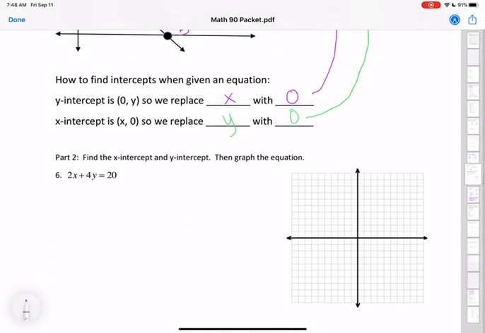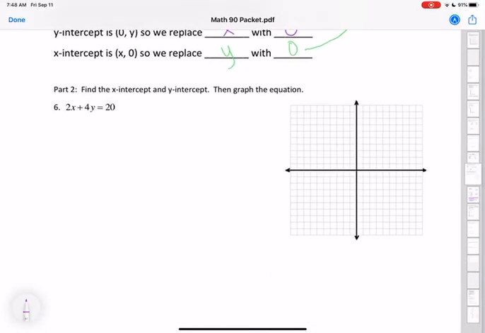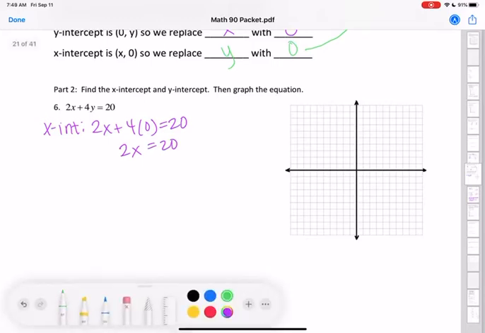So part 2 says find the x-intercept and the y-intercept, and then graph the equation. Okay, so I always write it out. Let me do that. X-intercept: 2x plus, because remember, if we're finding the x-intercept, we replace y with 0. So instead of y, I'm going to write 0. So I have 2x plus 4 times 0 equals 20. So 2x plus 0 equals 20. And then we can divide both sides by 2, and we get x equals 10.